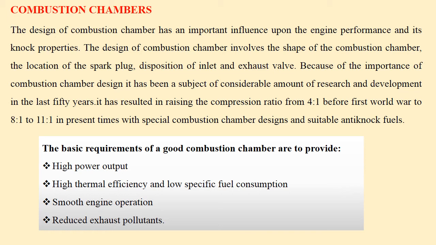Then how will we reduce the exhaust pollutants? Exhaust pollutants are again avoided by the proper quality of fuel and the proper chemical properties of the fuel, by which we avoid the exhaust pollutants as well as the exhaust emissions.